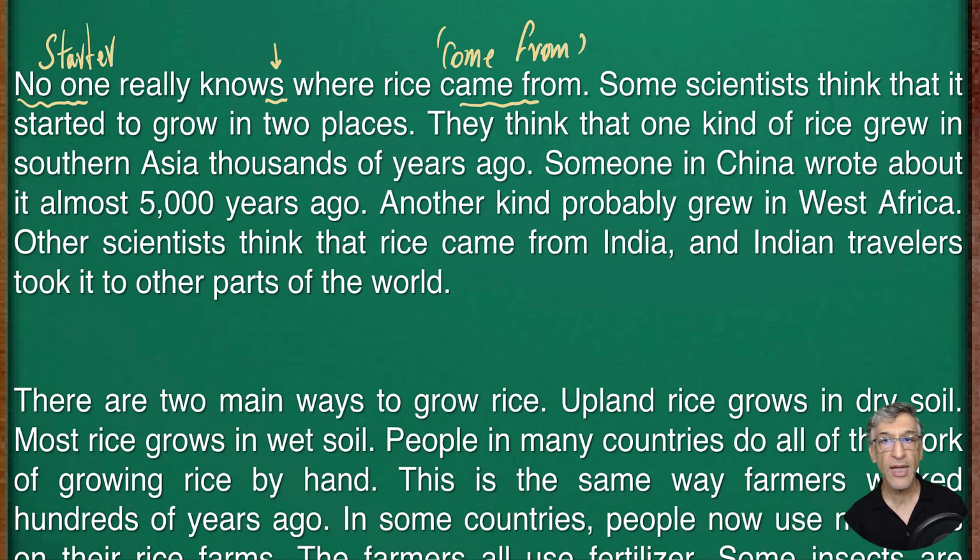You remember that? Some scientists think that it started to grow. After start, we have the infinitive and full infinitive in two places. They think that one kind of rice grew in southern Asia thousands of years ago. Well, it is about the past, so we need a go. Someone in China wrote about it almost 5,000 years ago. Great. Another kind probably grew in Western Africa.